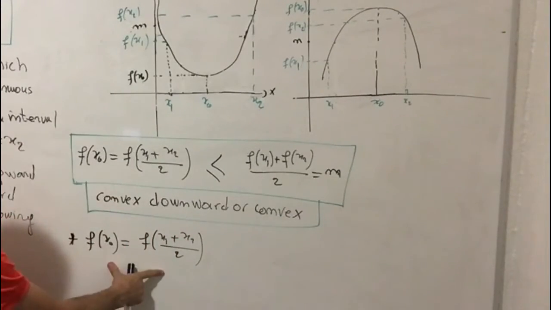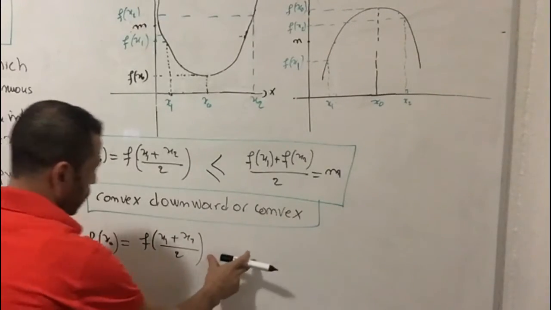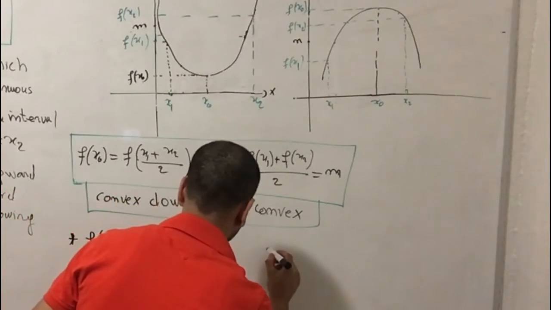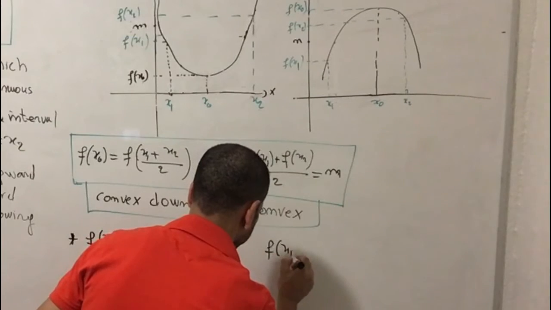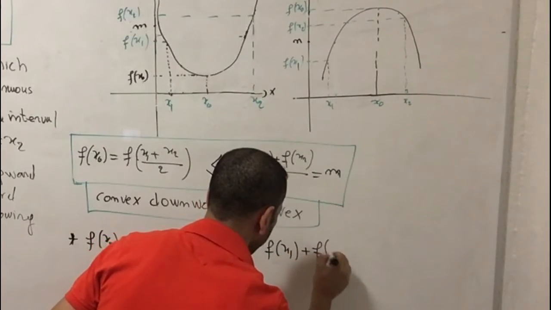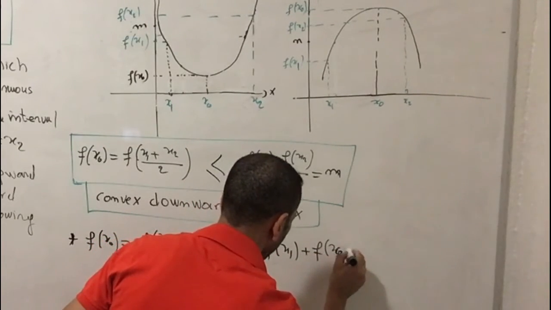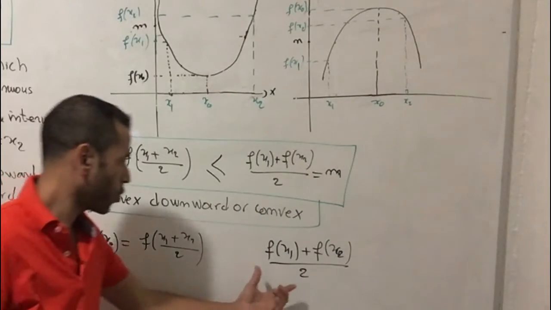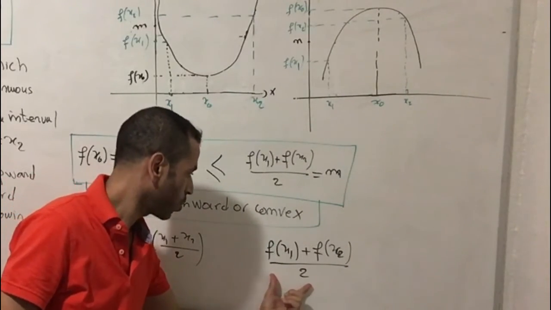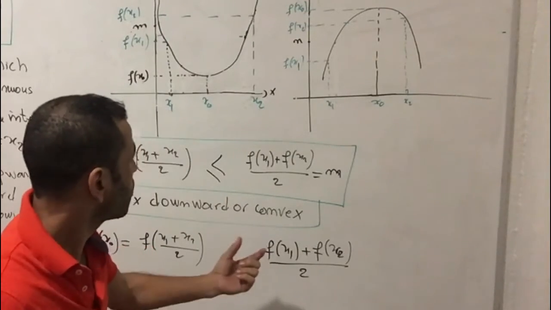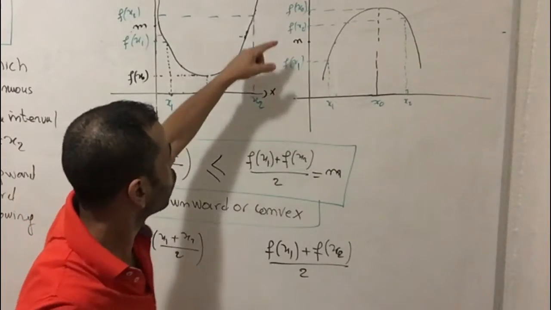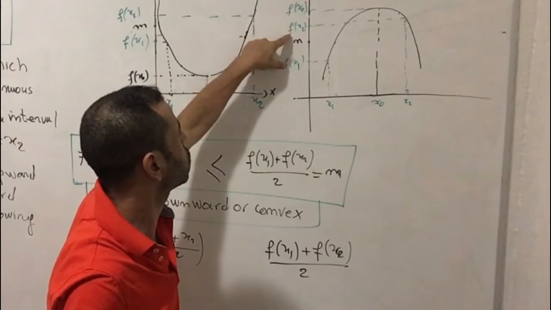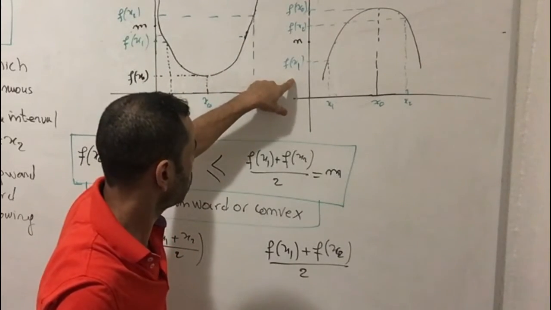As I wrote it here, I'm going to leave this empty space between these two terms. So I will have f of x1 plus f of x2 over 2. What this represents is an average of these two outputs, which are f of x2 and f of x1.